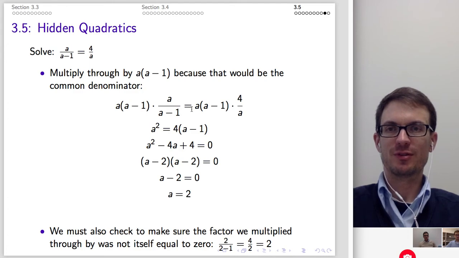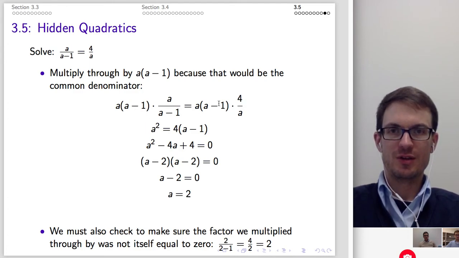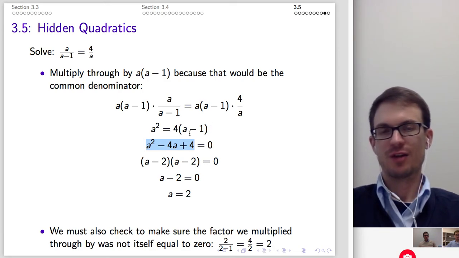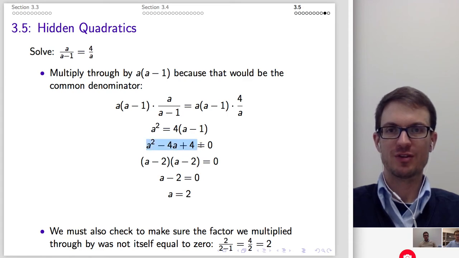see what happens. Well, these a minus 1's cancel. I'm left with a squared. These a's cancel. I'm left with 4 times the quantity a minus 1. Isn't that slick? I think that's cool. We can expand this right here, move to the other side, and then factor. Right? So when we do that, we'll get 4a minus 4. Move to the other side, we'll get a squared minus 4a plus 4, and then factoring is easy.